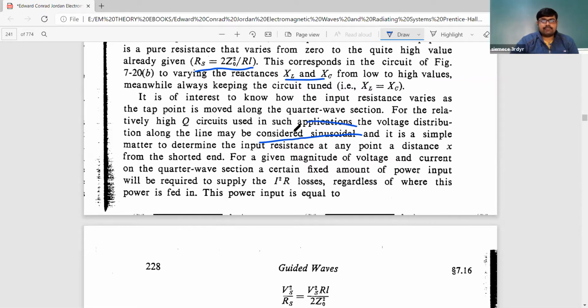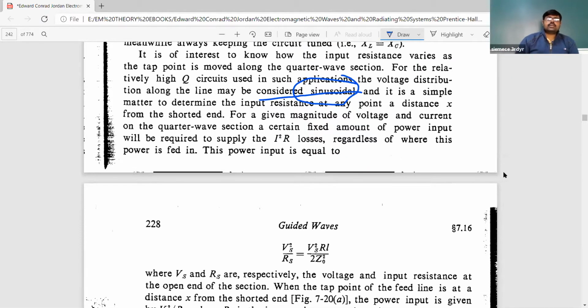What is the distribution they have mentioned? That is sinusoidal. So on the quarter wavelength, if you find the voltage distribution, it will be sinusoidal. If it is sinusoidal, it is very easy to analyze the different points at a distance x from the shorted end.